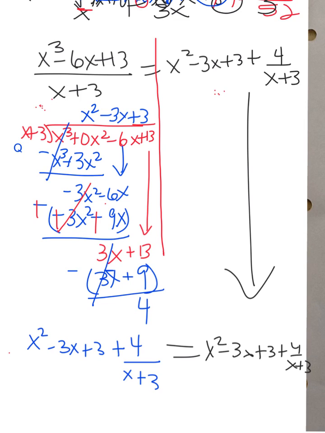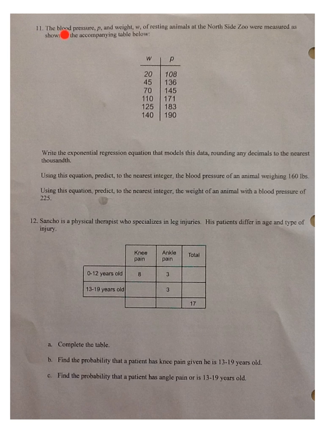All right, let's take a look at number 11. I've got to flip pages too. Okay, so the blood pressure P and weight W of resting animals at the Northside Zoo were measured as shown in the accompanying diagram. So W is the weight and P is the blood pressure. This is going to be my X and this will be my Y because the blood pressure is dependent upon the weight. It says to write an exponential regression equation that models this data, rounding any decimals to the nearest thousandth.